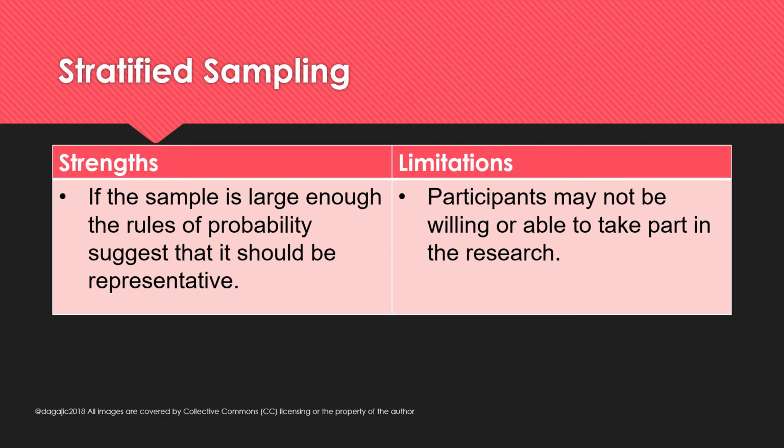So strengths and weaknesses then. Just like a random sample, if the sample's large enough, the rules of probability suggest that it should be representative. The limitations then, participants may not be willing or able to take part in the research. So the same really as random sampling, but we've got rid of that issue of bias.